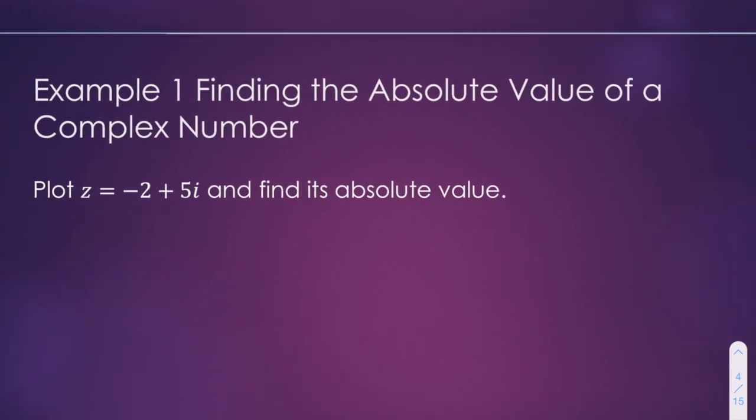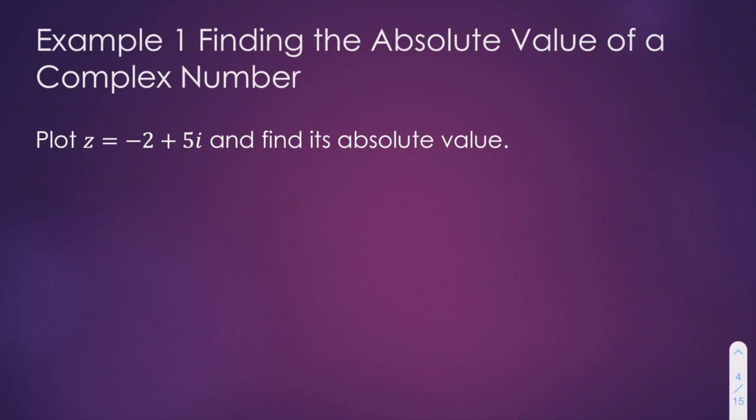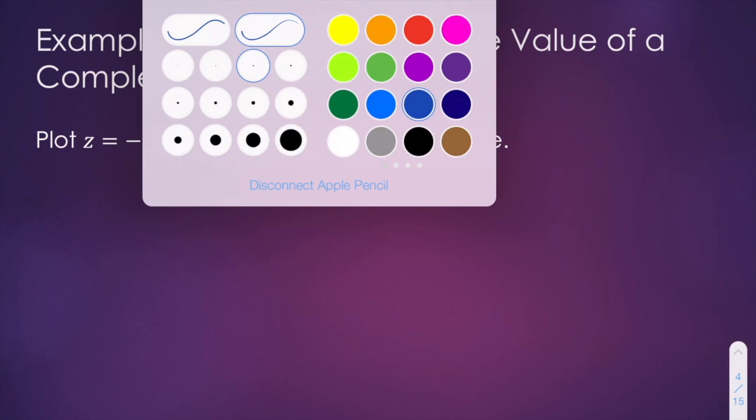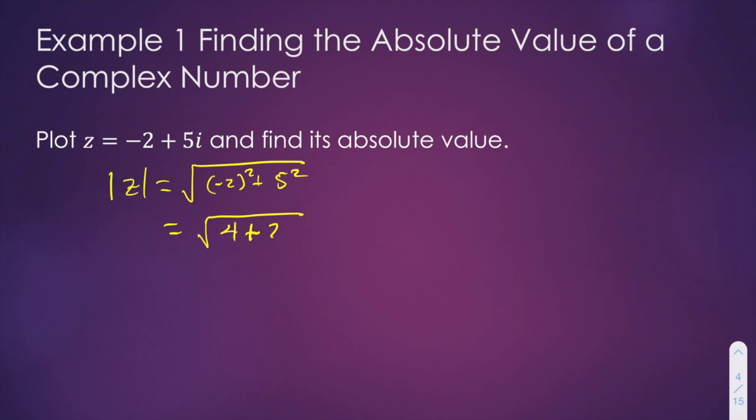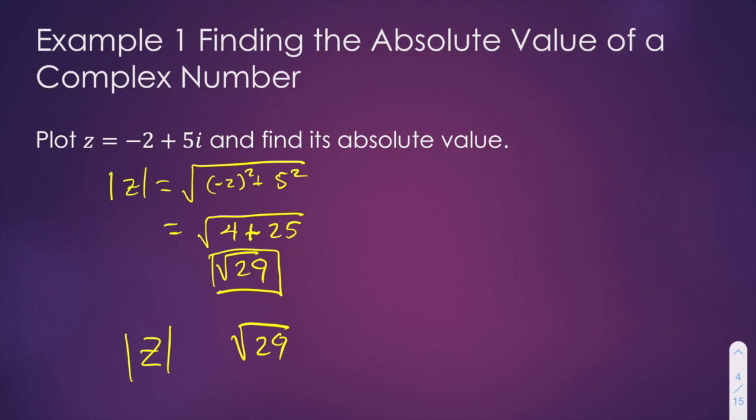We're taking a look at example 1, finding the absolute value of a complex number. We're given the number z is equal to -2 plus 5i, and we need to find its absolute value. So let's do that here. The absolute value of z is equal to the square root of -2 squared plus 5 squared. And that's going to be the square root of 4 plus 25, or the square root of 29. And so that square root of 29 is the absolute value of this complex number z.